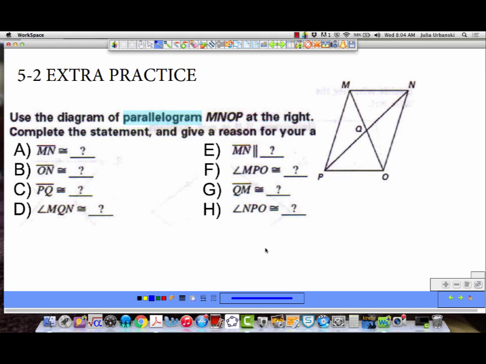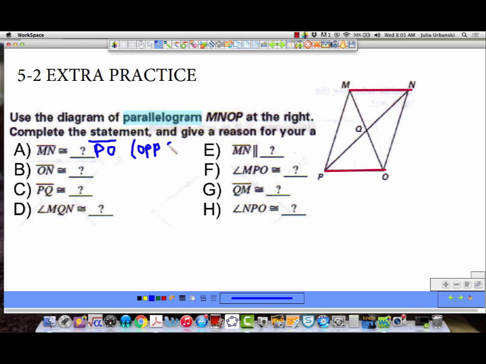Okay, so the question is, we need to figure out what would fill in the blank. It says that MN is congruent to... So let me mark MN. MN is right here. That's on that side. What rule would you use here to find what's congruent to it? Opposite sides are congruent. That's right. So it's congruent to PO. MN and PO are opposite sides. So MN is congruent to PO.